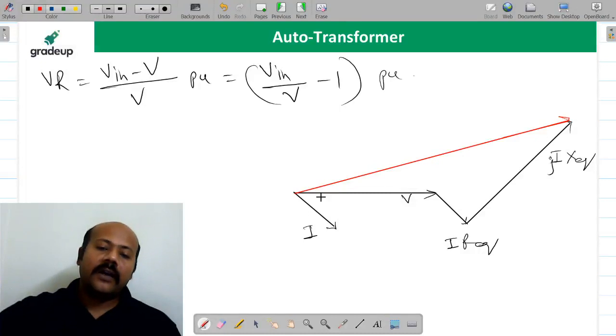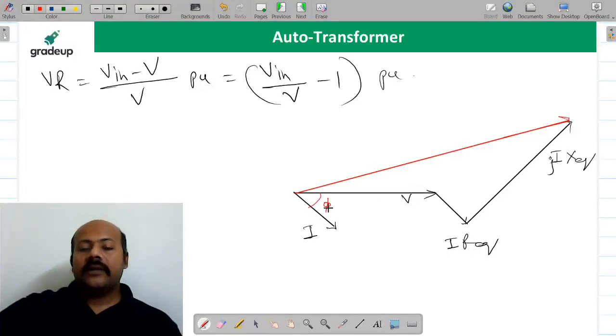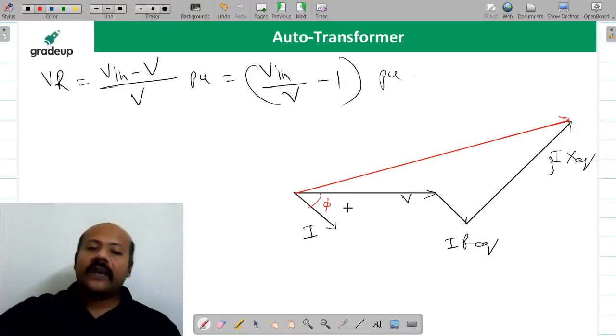Now just see very carefully. This we are defining as the power factor angle of the load connected at the secondary side, which is phi. Yes or no? And suppose this we are defining as del. Now suppose I want to extend this V like this. Okay, so this angle is also going to be phi.